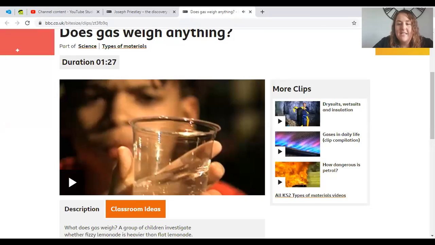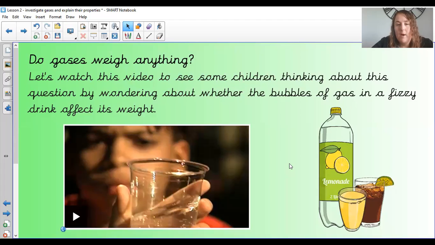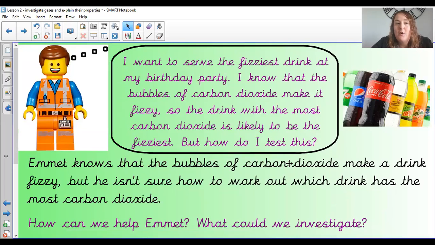Okay, so hopefully that explained a little bit that gas does have weight, but we're not just going to stop there. There's no point me just telling you that the gas in fizzy drinks weighs and then it gets lighter once it's flat. So we're going to try an experiment today, and we're going to link it to our Emmett problem. So Emmett says that I want to serve the fizziest drink at my birthday party. I know that the bubbles of carbon dioxide make it fizzy, so the drink with the most carbon dioxide is likely to be the fizziest. But how do I do this test? He isn't sure then how to work out which has the most carbon dioxide.